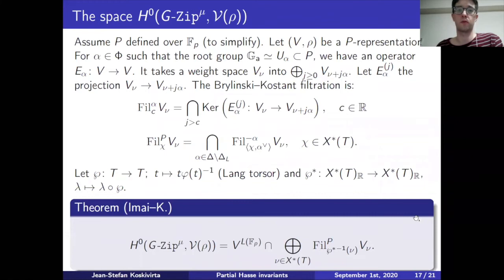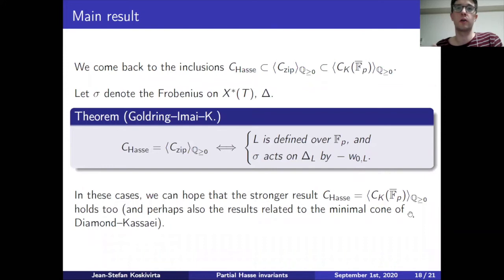Okay, so the main result of this talk regarding the Hasse cone is the following. We come back to the inclusions that I had explained earlier. So we have the Hasse cone containing the zip cone and containing this cone over FP bar. Also, let me denote by sigma the Frobenius acting on the characters of T and on the simple roots delta. So we have the following theorem.